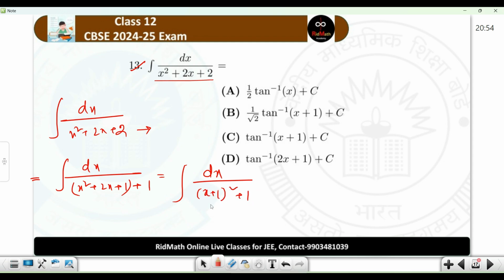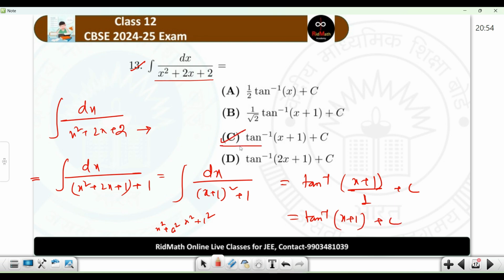So this is x square plus 1 square, that is x square plus a square form. So that means tan inverse of x plus 1 by 1 plus c. So that is tan inverse x plus 1 plus c. That is option number C is correct. Next problem.